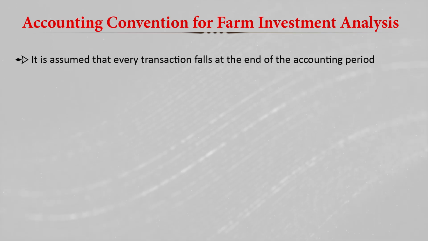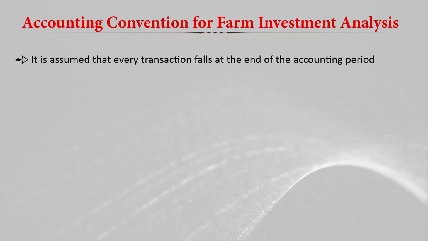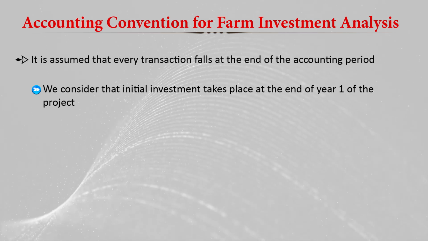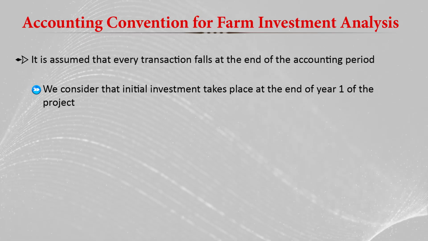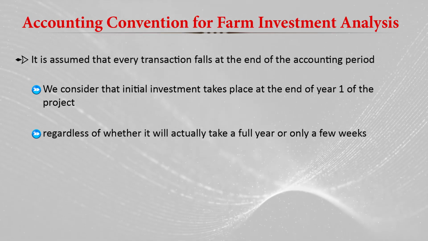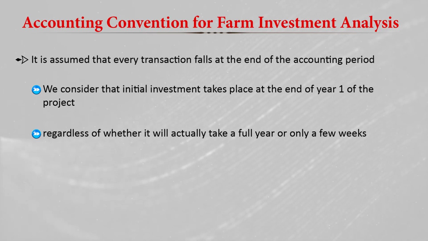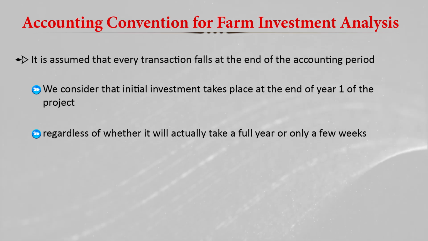Now we will go into the details about different elements of the farm investment analysis. Before we go for the farm investment analysis elements, let us first have some assumptions about the basic accounting procedures and how to enter the information or data in the model farm plan. The first assumption is that we should assume that every transaction falls at the end of the accounting period. That is, basically we consider that the initial investment takes place at the end of year one of the project. The argument is that though the investment may take place in a week, a few weeks, a few months, or the whole year, we consider that investment is taking place at the end of the year.